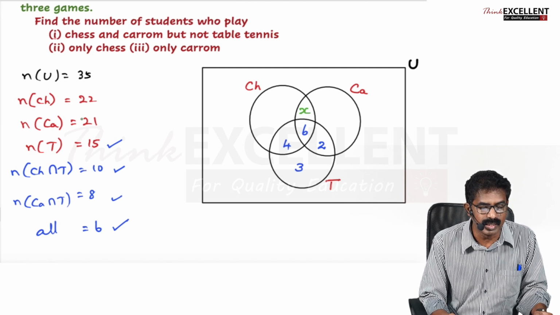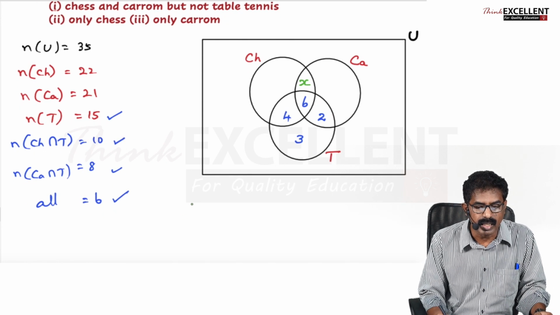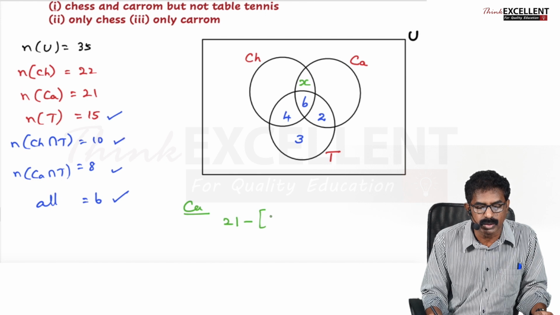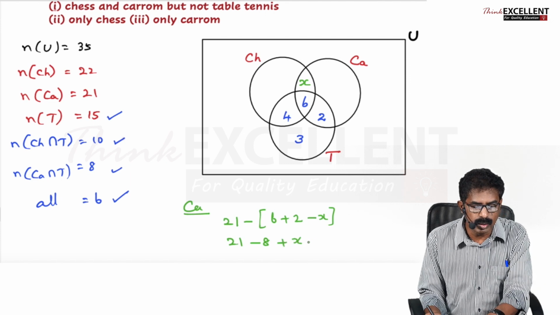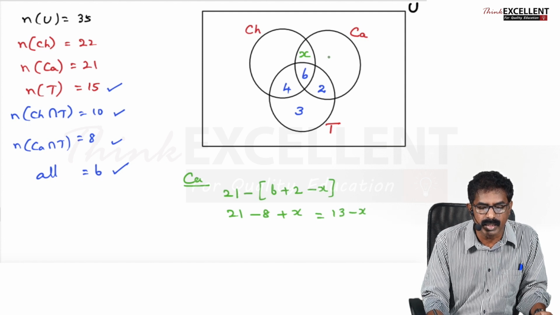Now listen carefully. Carom 21. Already written something. What you written? So carom totally you are supposed to get 21. But remove what you have written already. What you have written? 6 plus 2. That is 8 plus X, right? 6 plus 2 minus X. So you are getting 21 minus 8, minus into minus is plus X. So 21 minus 8 is 13. So 13 minus X, you write here.